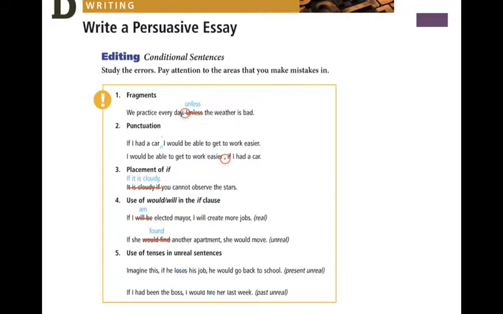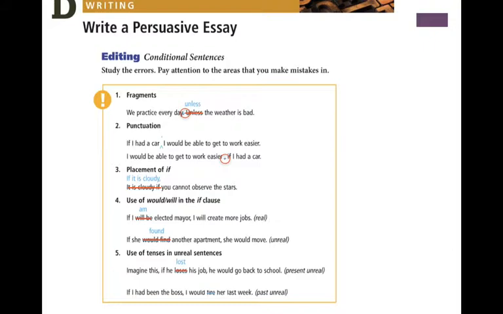Number 5, let's look at the use of tenses in unreal sentences. Imagine this. If he loses his job, he would go back to school. Now, this present unreal conditional is good in the use of would go. He would go back to school. However, the verb in the if clause should not be present tense. It should be past tense. Imagine this. If he lost his job, comma, he would go back to school, period.